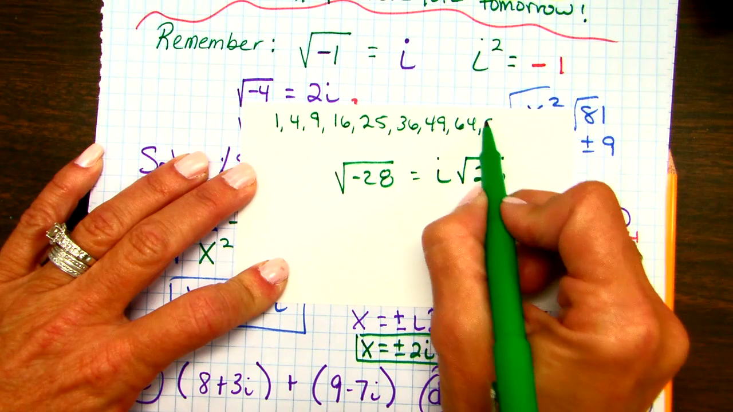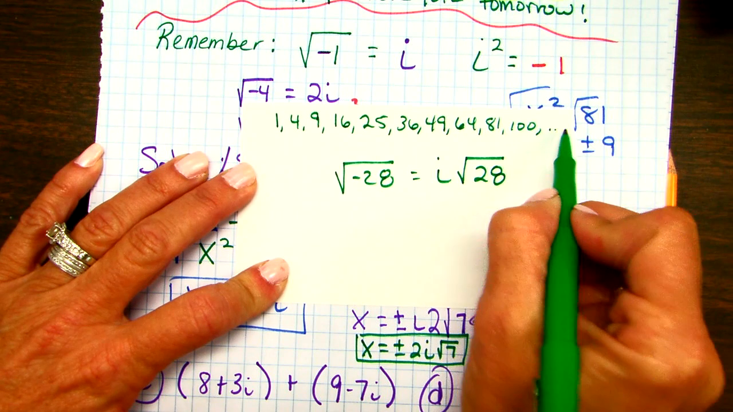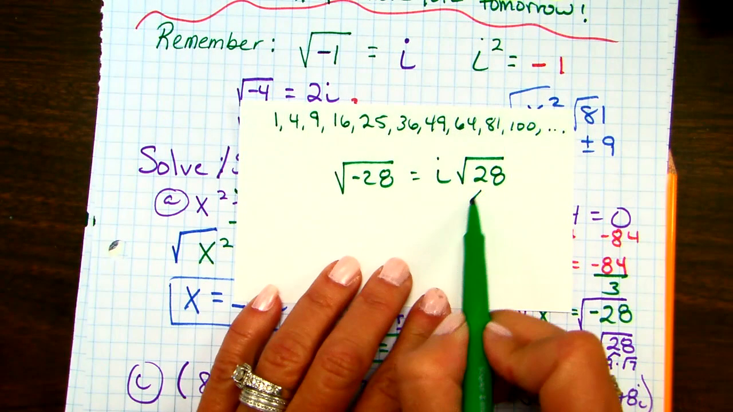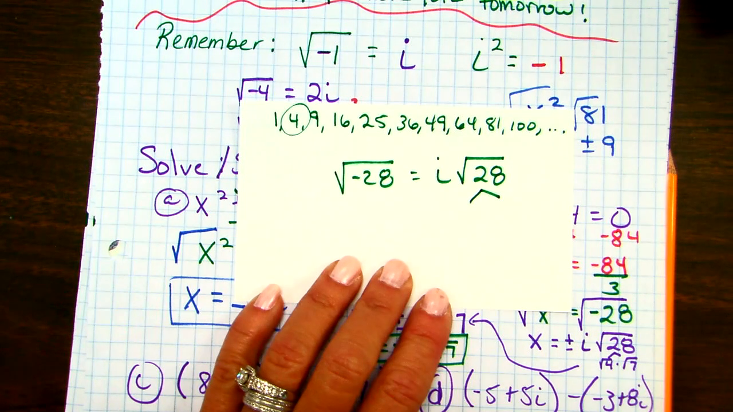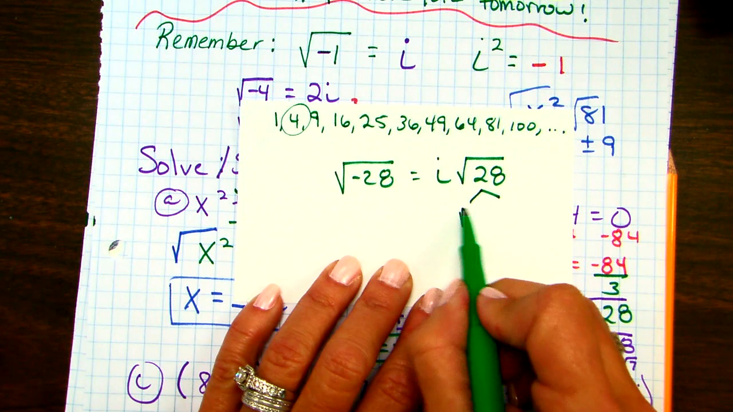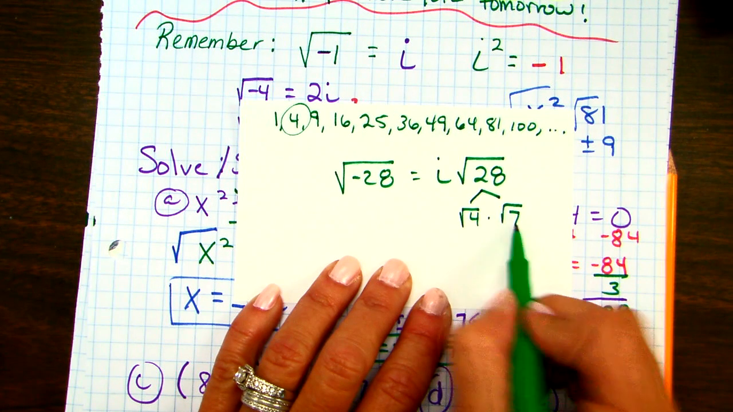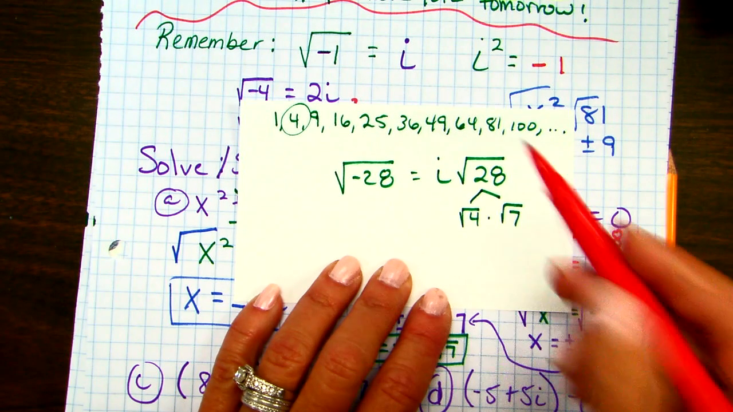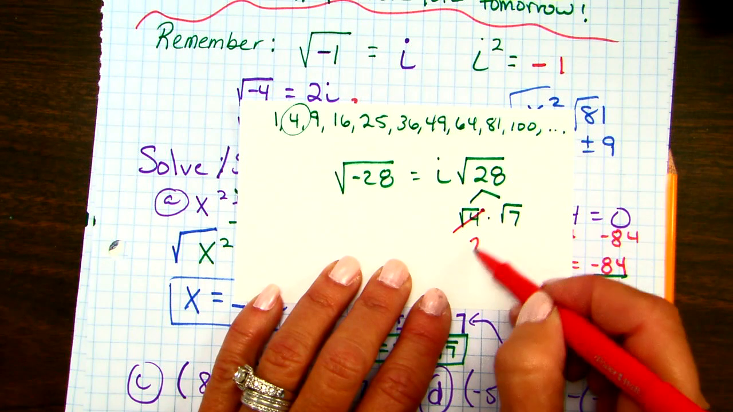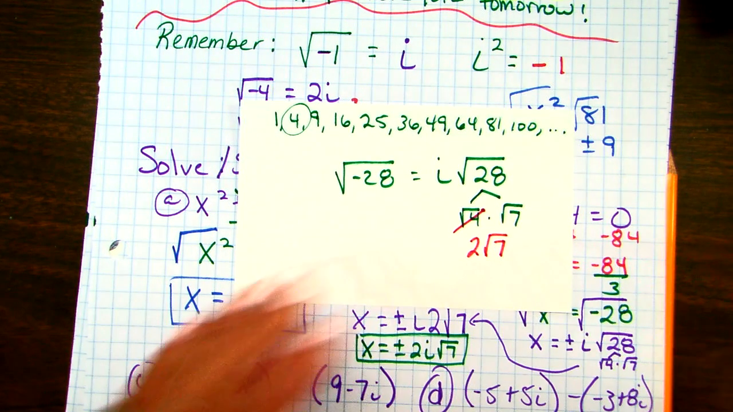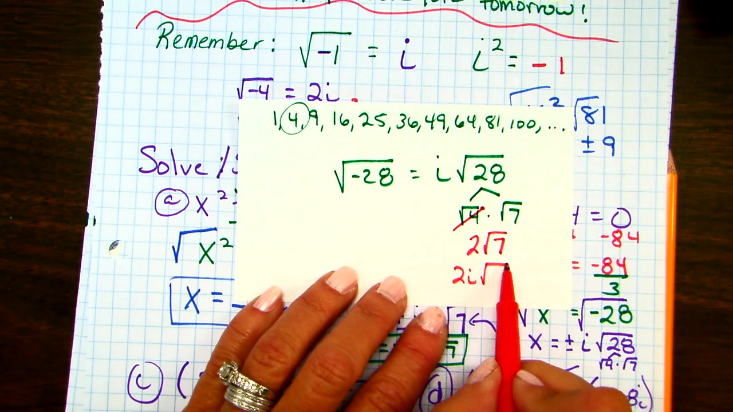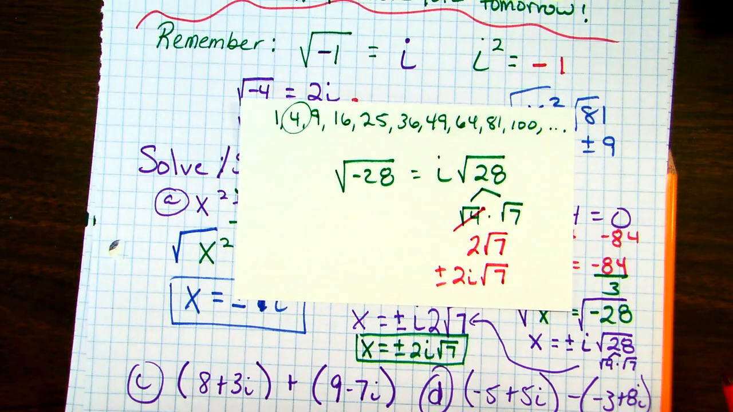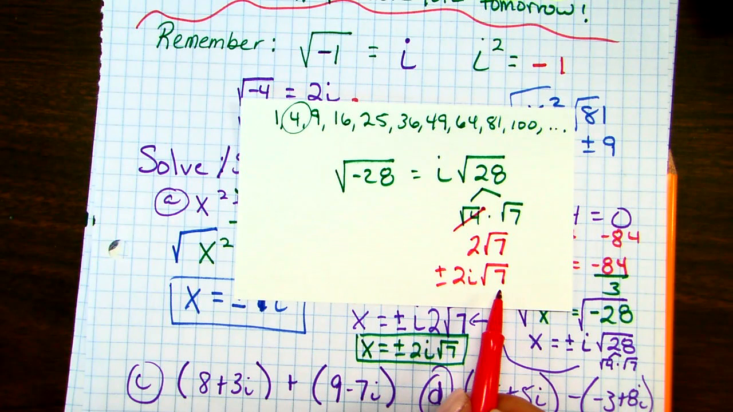7, 8, 9. Okay, and it goes on forever. What you're looking for is, is there a number that goes into 28 that's in this list? And of course, 4 times 7. That's where I got the 7. And the square root of 4 is 2. So it's 2 square roots of 7. There's an i in there, and there was a plus or minus. So that would be the final answer.